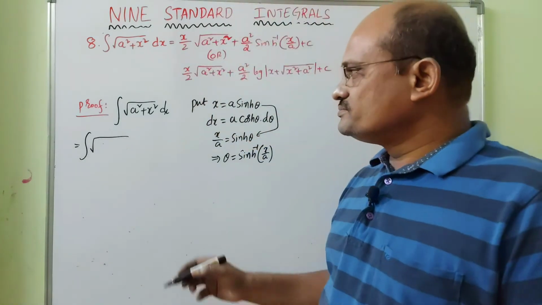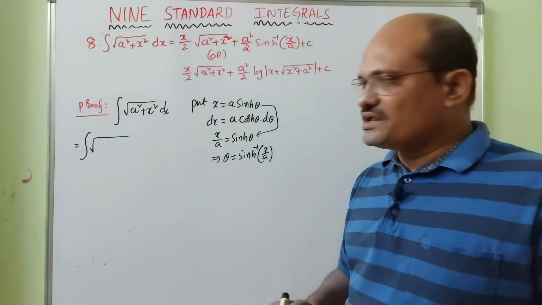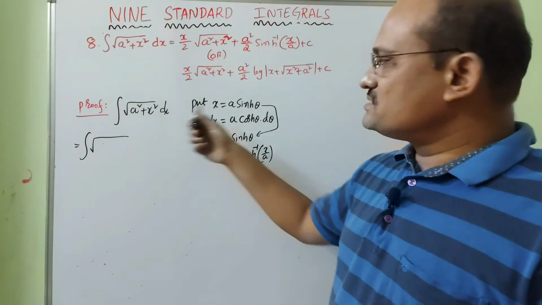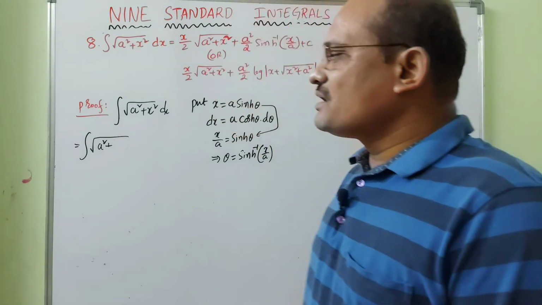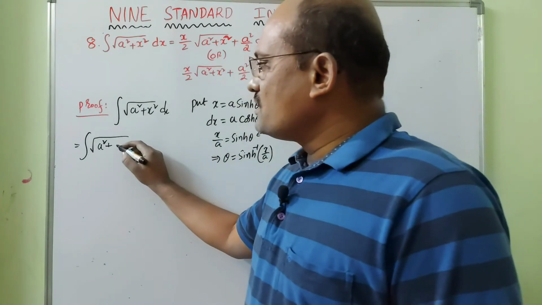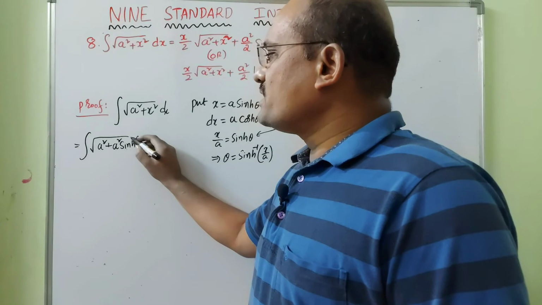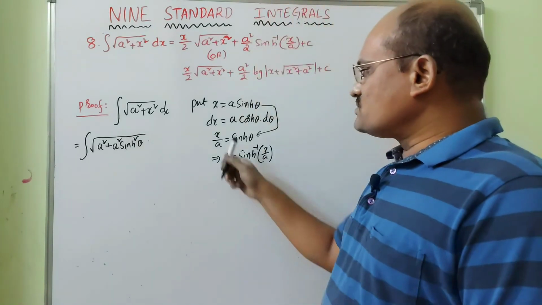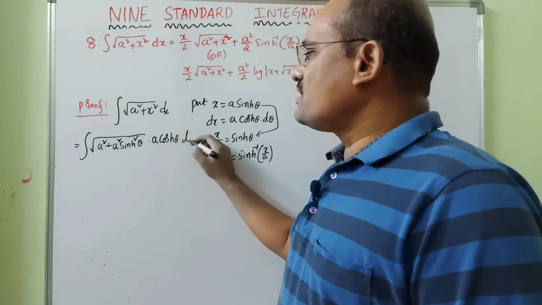Now start substitution in the integral. I told you integration by substitution means change of variable. So I am converting x into theta. So write integral of root a square plus x square, where x is a sin h theta. x square means a square sin h square theta into dx. What is dx? a cos h theta d theta.